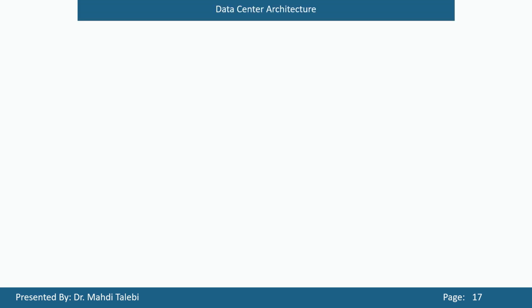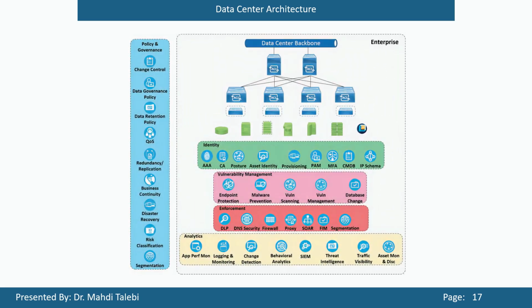The diagram demystifies the intricate architecture of a data center, underlining its pivotal role within an organization, particularly in securing, managing, and optimizing data flow. At its core, the architecture hinges on robust policy and governance measures, including but not limited to data governance, quality of service, and redundancy protocols, which are essential for maintaining operational continuity and managing risks.